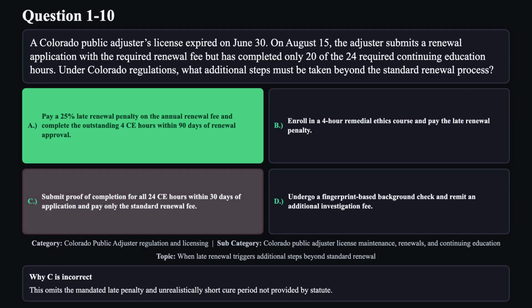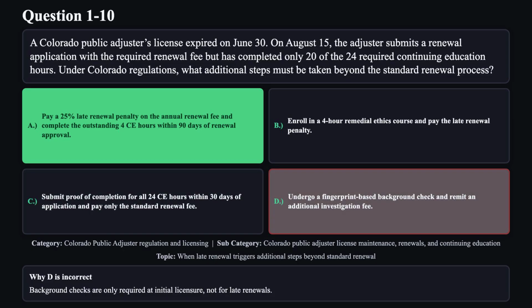Reason C is not correct. This omits the mandated late penalty and unrealistically short cure period not provided by statute. Reason D is not correct. Background checks are only required at initial licensure, not for late renewals.